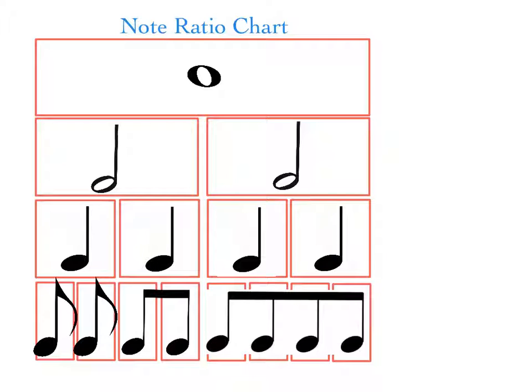Each eighth note is 1/8 of a whole note. It takes 8 eighth notes to equal the value of 1 whole note, 4 eighth notes to equal the value of a half note, and 2 eighth notes to equal a quarter note.